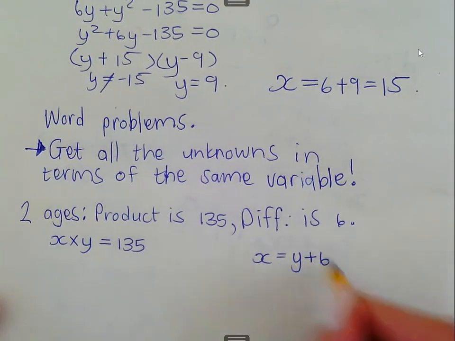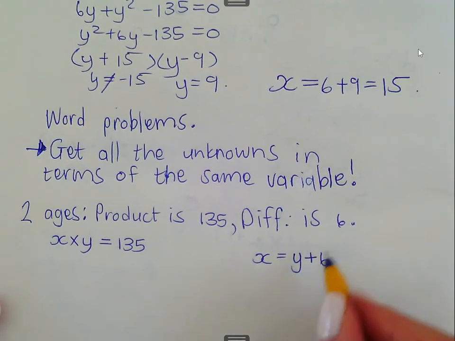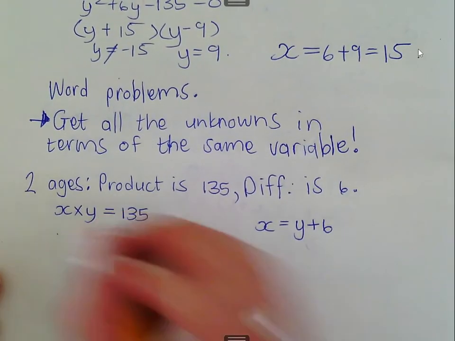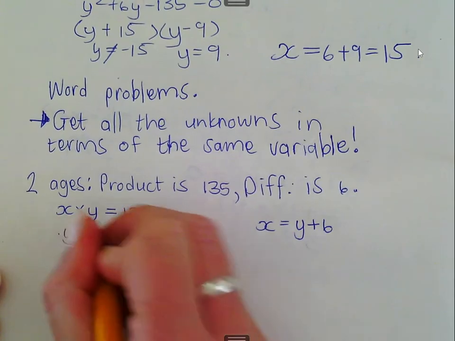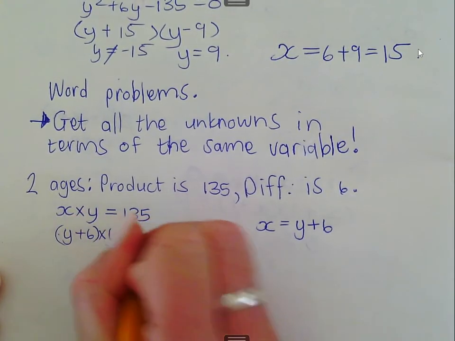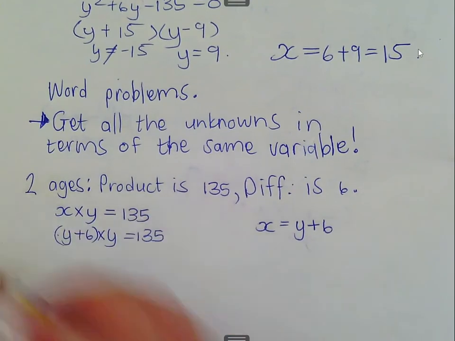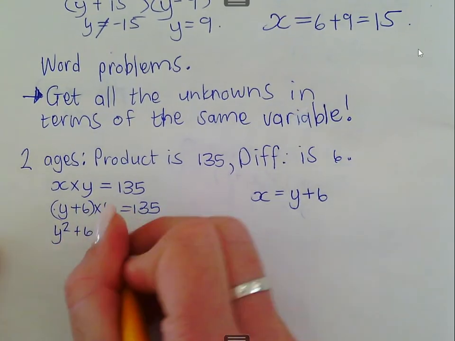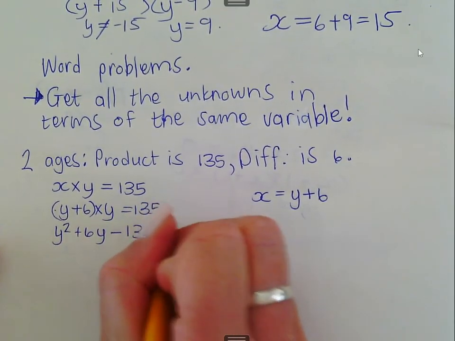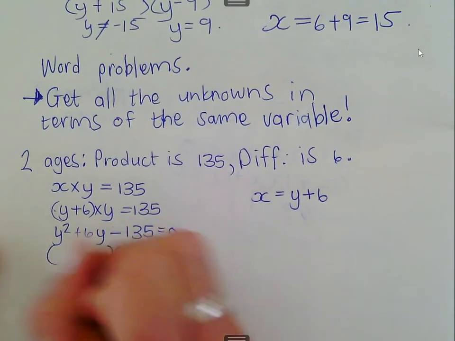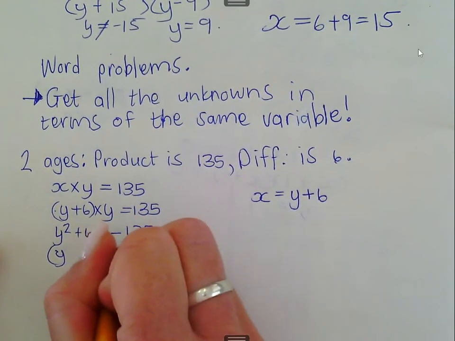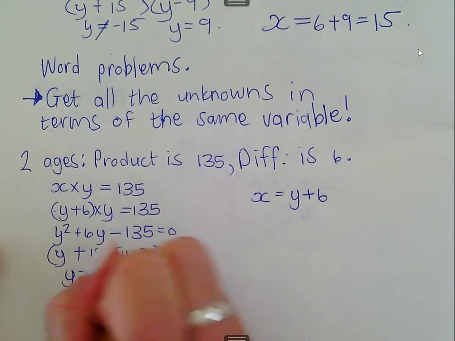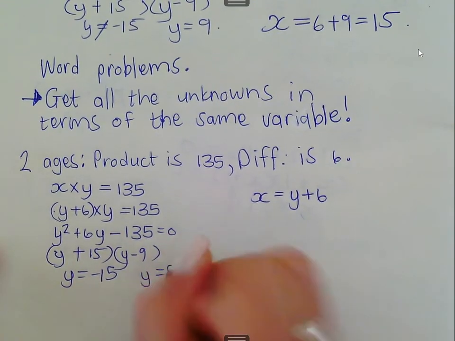I can take that just like we did the simultaneous equations. I can take that y plus 6 and put it in the place of x. Then it's going to look like this: x plus 6 times y. I can multiply that y in. I bring the 135 over. I can factorize it. It's 15 and 9, plus 15 minus 9. Y is equal to negative 15. Y is equal to 9.